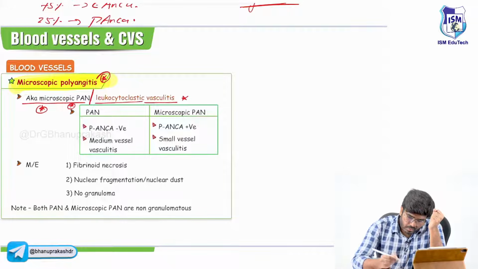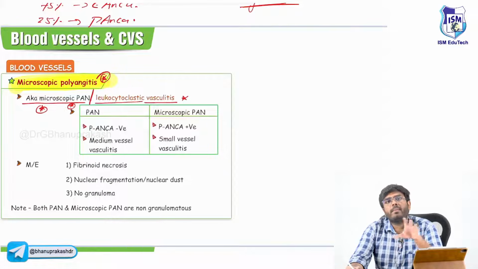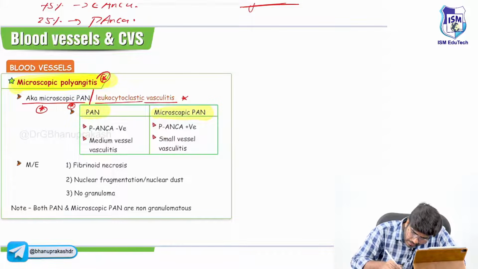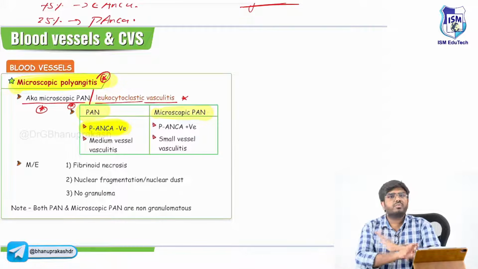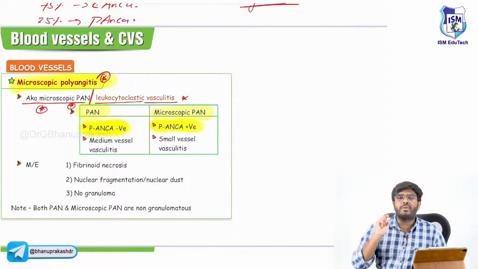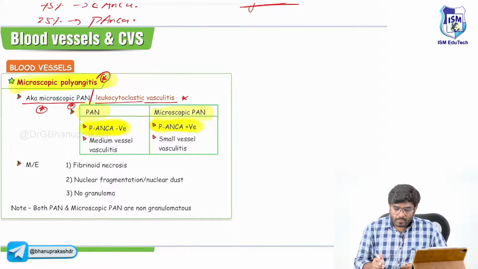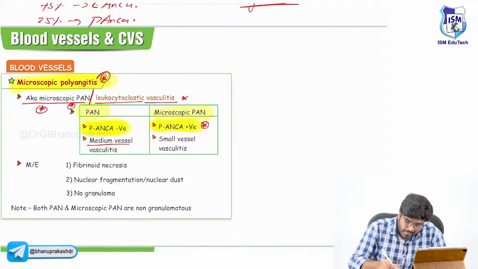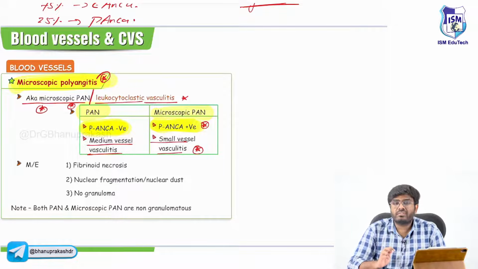Now, what are the differences between PAN, that is polyarteritis nodosa, the medium vessel vasculitis, and microscopic PAN, that is microscopic polyangiitis? See, in PAN, the P-ANCA is negative, sir. There is no such thing as ANCA in PAN. But in microscopic polyangiitis, as I explained in the beginning, the P-ANCA is going to be positive. One is a medium vessel vasculitis, the other is a small vessel vasculitis.